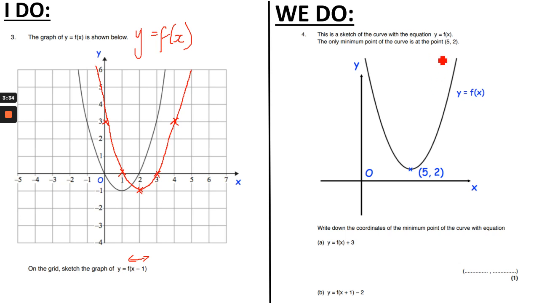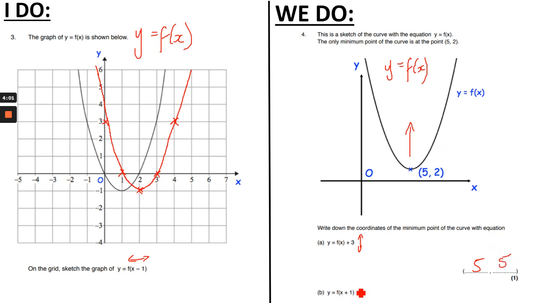I'm going to go through this one. So we've got the minimum is at (5, 2). This is the curve y = f(x). Now here we've got f(x) + 3. So that means that it's going up or down. And because it's plus 3, that's just going to move the whole graph up 3. So if we've got (5, 2), I'm not changing the x coordinate. I'm moving the y coordinate up 3. So it's going to be (5, 5).